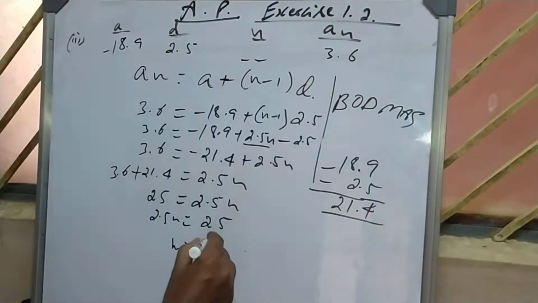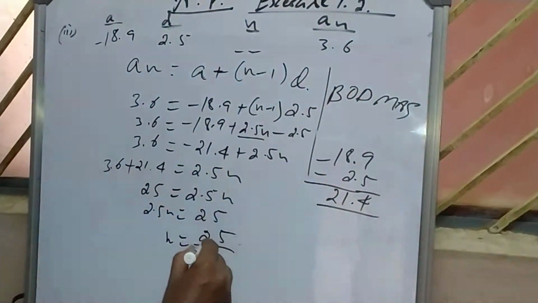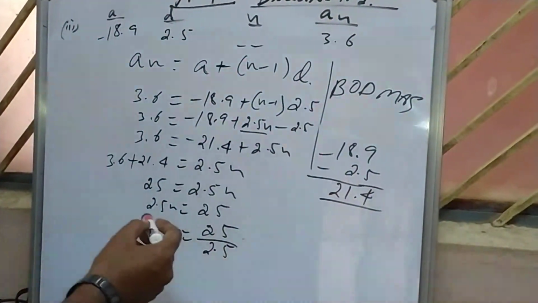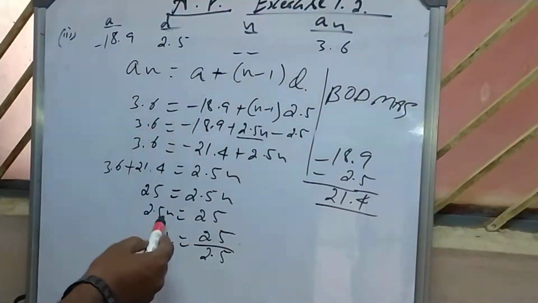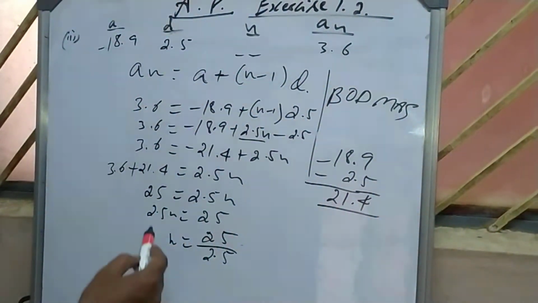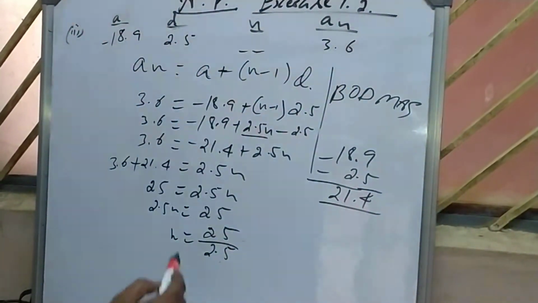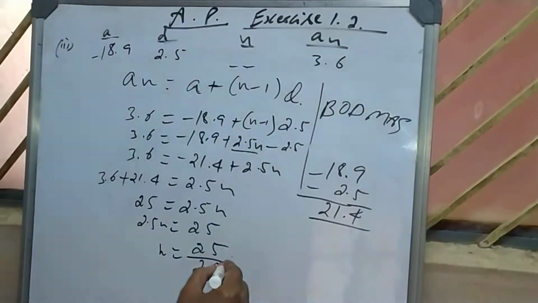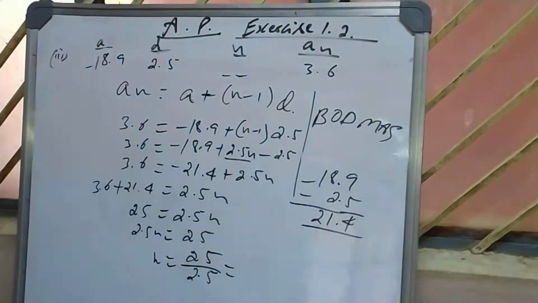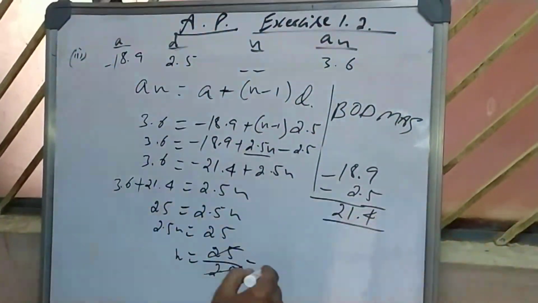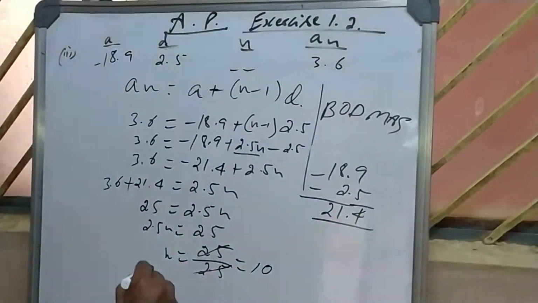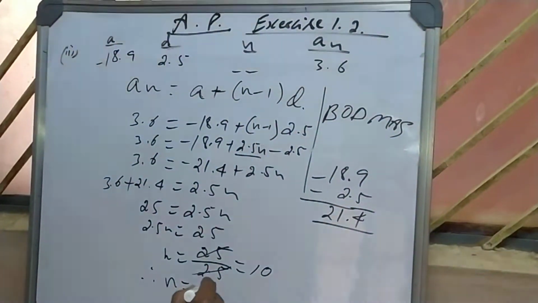n is equal to 25 divided by 2.5. Why will this happen? Because it is 2.5 into n is equal to 25. Because it is multiplied here, this 2.5 will become divided here. So 25 divided by 2.5 is nothing but 25 into 10. If you multiply, then this will be divided. Therefore, n is equal to 10.